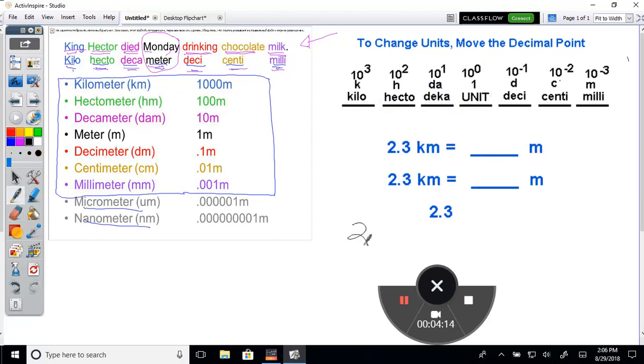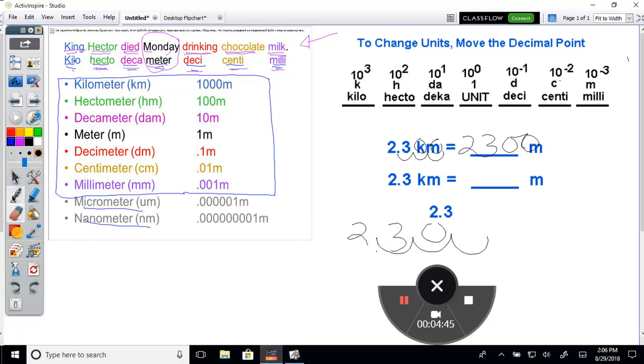Okay? 2.3, the decimal point is somewhere. We're going to move the decimal 1, 2, 3 spaces. Okay? You move this decimal point 1, 2, 3 spaces. Where you move it, you put a 0. Okay? So the answer is 2,300 meters. Okay? I'll show you that again. Same problem.